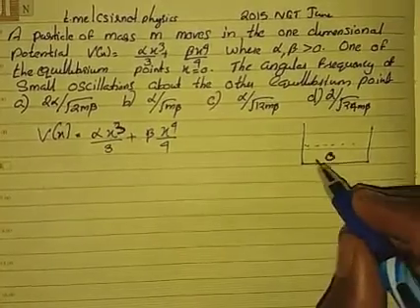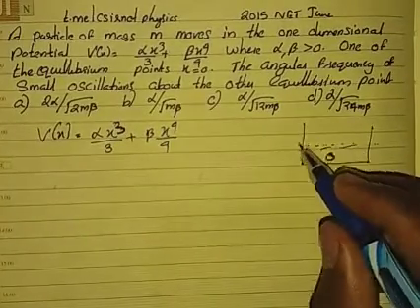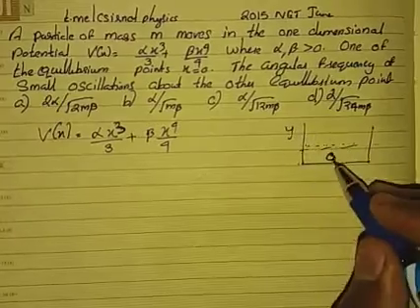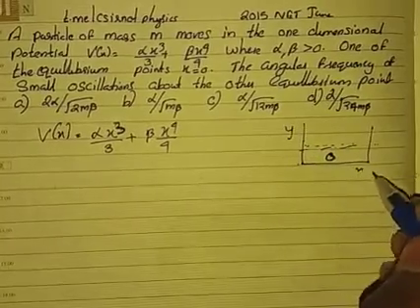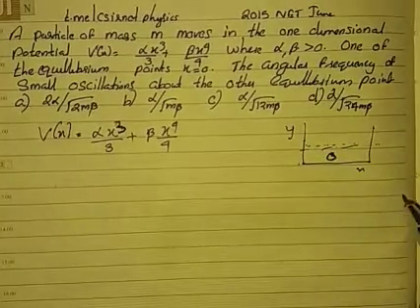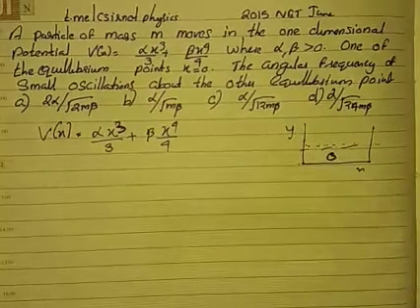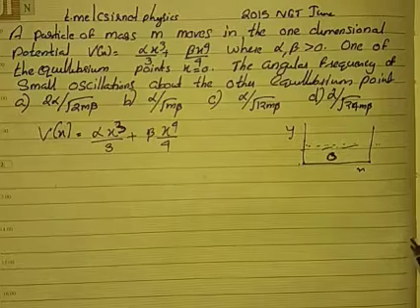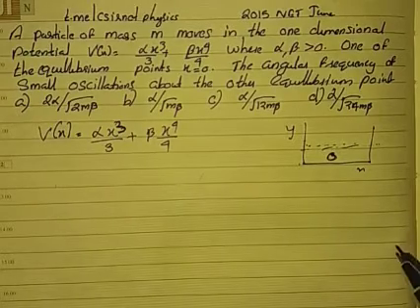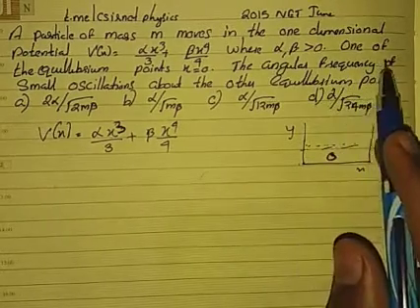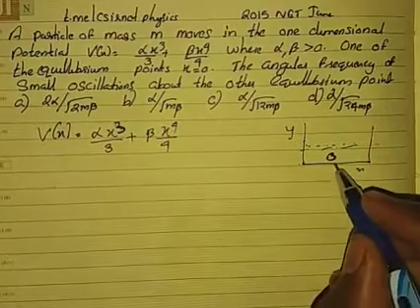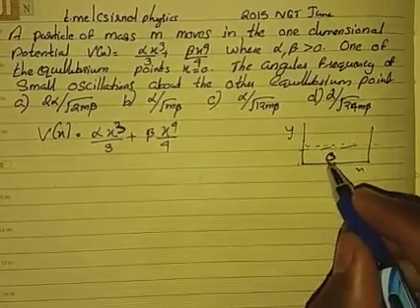This particle is in 1D, so there is only the x-axis where there is actual variation of potential. One of the equilibrium points is at x equal to 0.